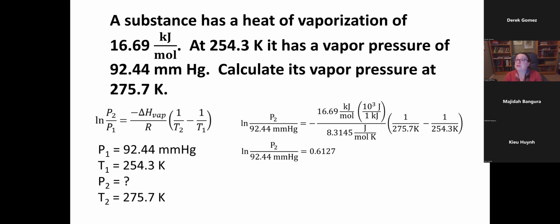So when you do that on both sides, the natural log function is going to go away, and you're going to now have a different number. The natural log function's gone, but that proportion is still there. It's still P2 over 92.44 millimeters of mercury. And now it equals a different number, because you did the e to the x function on 0.6127. All right, so try that out. If you can give me a thumbs up if you got that to work properly.